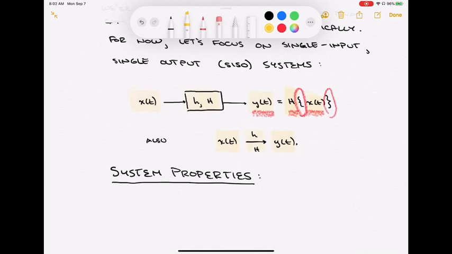and that arrow designates the operation of the system, and sometimes they'll put a letter either above or below the line indicating that system itself. So H in this particular case. This would be read as input X going through system H to generate output Y.